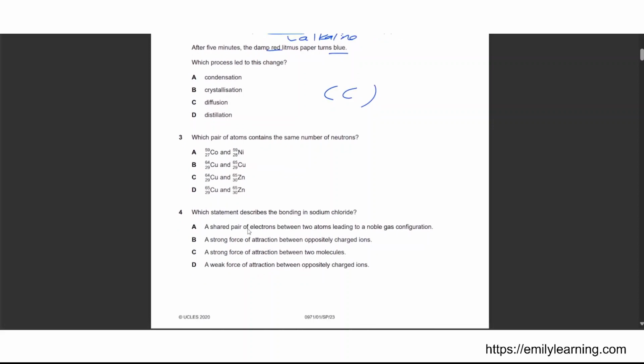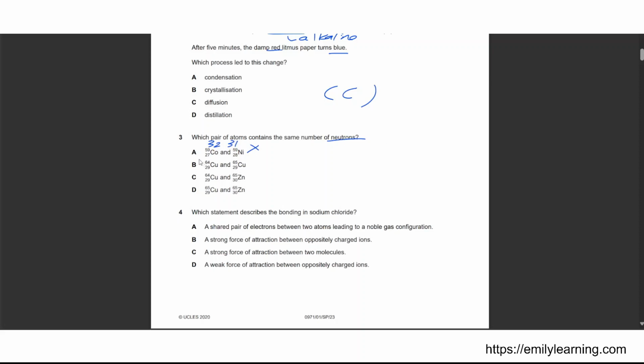Question 3, which pair of atoms contain the same number of neutrons? If you are given a nuclide number here, the number on top gives us the nucleon number, which is the number of protons and neutrons. The number at the bottom tells us the number of protons. So to find the number of neutrons, we'll take the top number minus the bottom number. So I'll get 32 neutrons from cobalt and 31 neutrons from nickel. So they do not have the same number of neutrons.